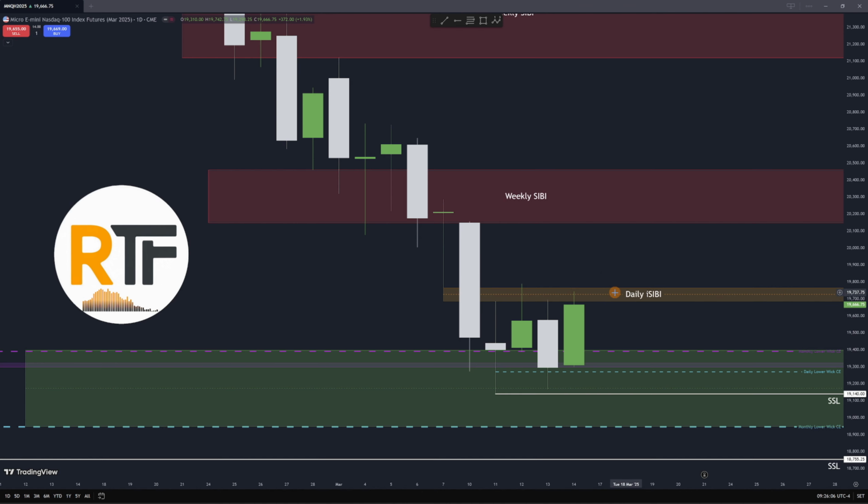That's going to give me the confirmation that we are going to be bullish short term, aiming for this weekly SIBI. And of course, there is that volume balance at the lower part of that SIBI. So that is where I'm going to be aiming for. But in order for that to happen, I want to see confirmation from this daily fair value gap by having price trade up above it, use it as support.